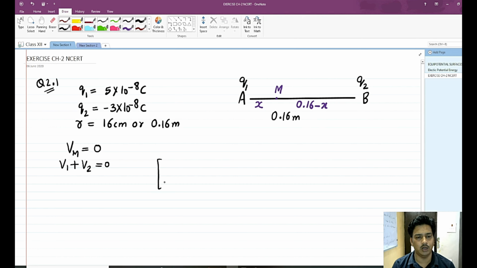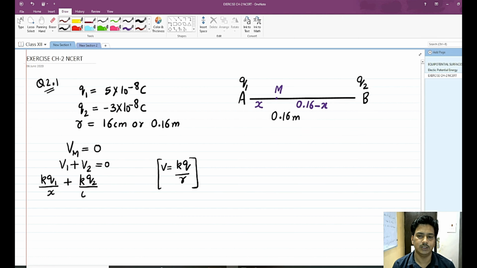Now we know the formula of potential. The formula of potential is KQ by R. We use the formula in the given equation. Now put the value of V1, that is KQ1 by x, where R is x, plus V2, that is KQ2 by 0.16 minus x, as shown in the diagram. Now KQ1 by x is equal to minus KQ2 divided by 0.16 minus x. K cancels out K.